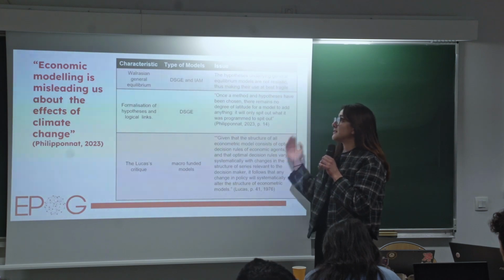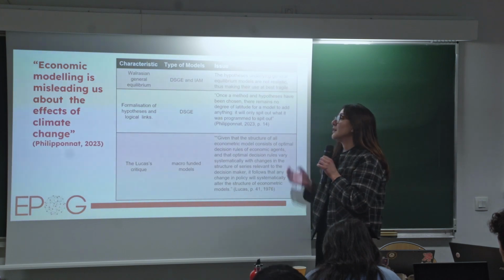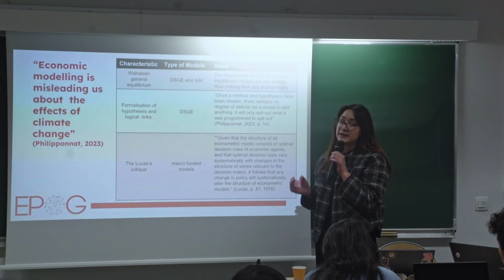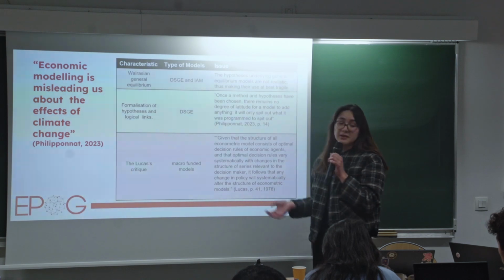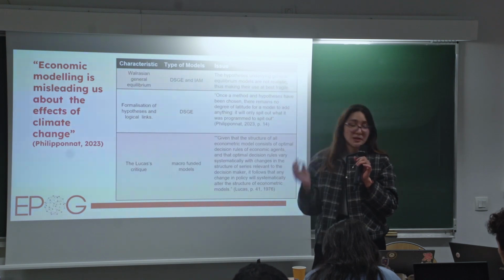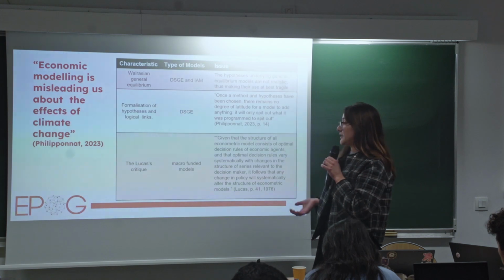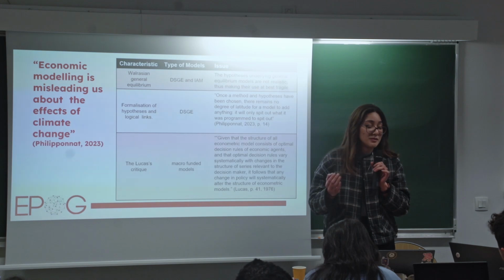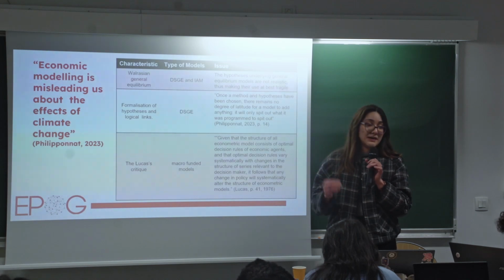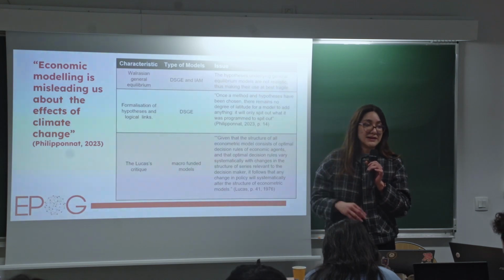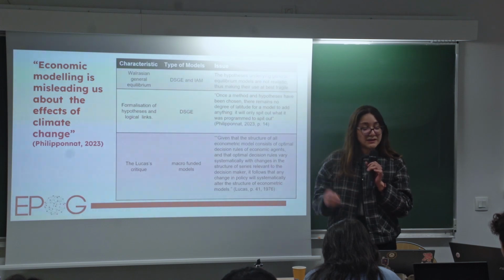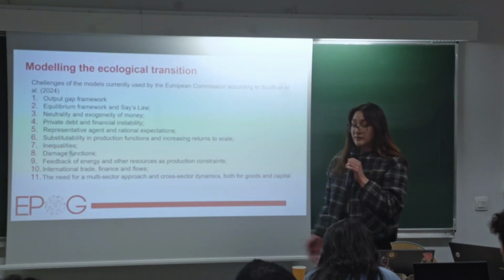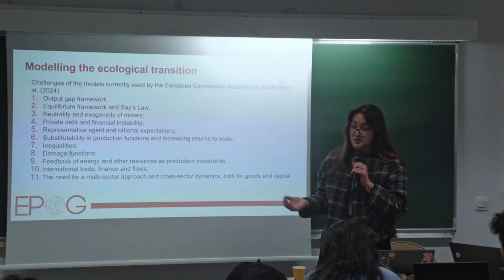For example, they are based on a Walrasian general equilibrium. They rely on the formalization of hypotheses and logical links, and they are highly susceptible to the so-called Lucas critique regarding macroeconomic modeling and policy implementation. Although we completely agree that some models, especially mainstream models, completely underestimate the negative outcomes of climate risk for financial instability and the economy in general, we would like to bring a perspective regarding how we model the ecological transition.